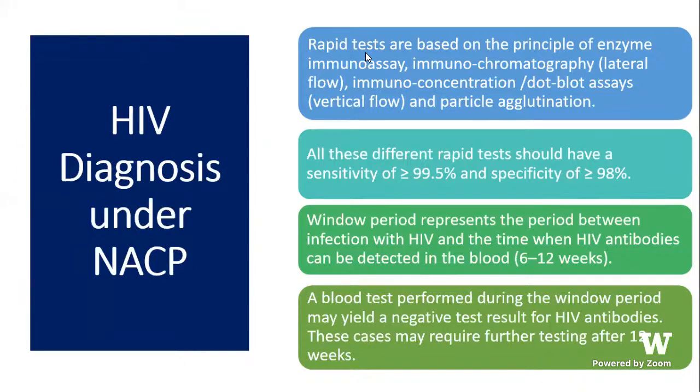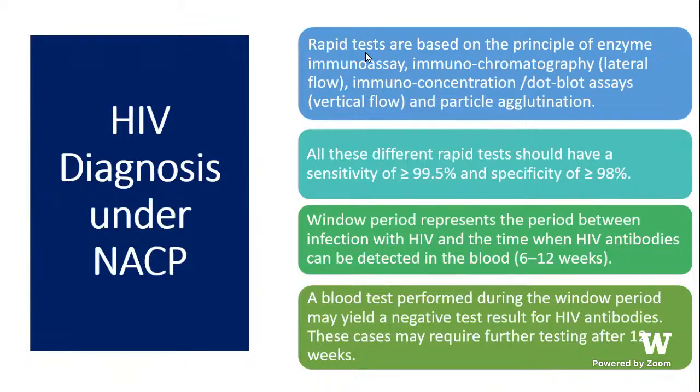The window period is the period of time between when the patient acquires the HIV infection, that is, the HIV has entered the body, but the patient's body has not yet been able to mount an immune response, which means the antibodies cannot be detected in that person's blood. This is variable, for a period of 6 to 12 weeks.